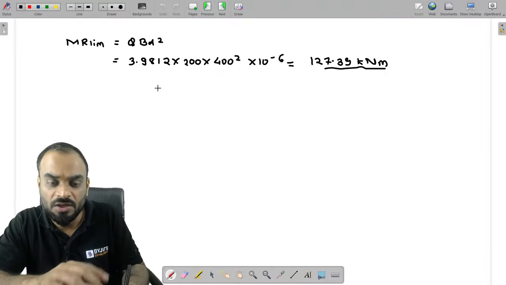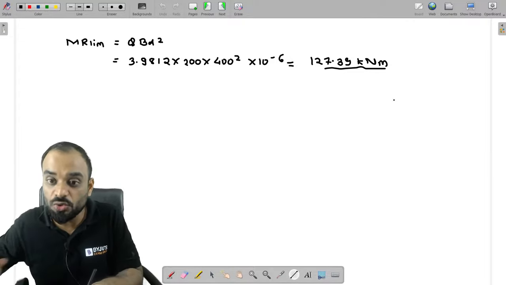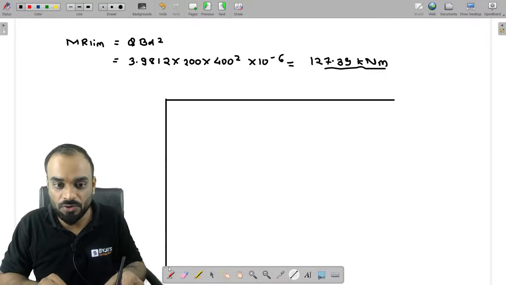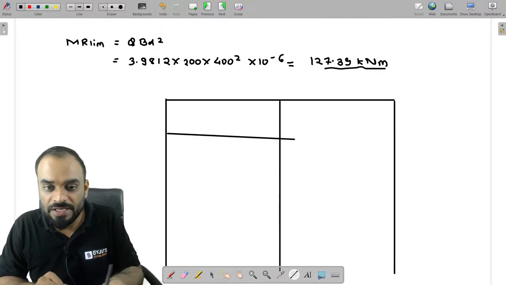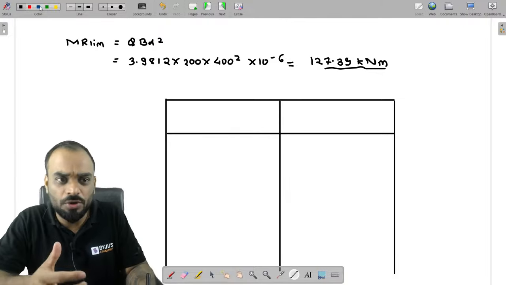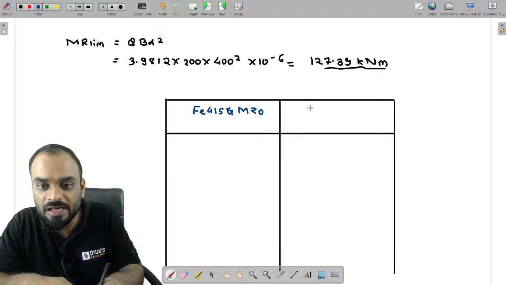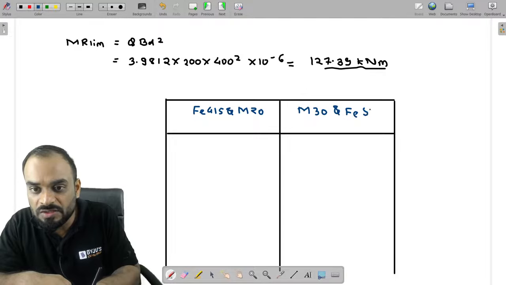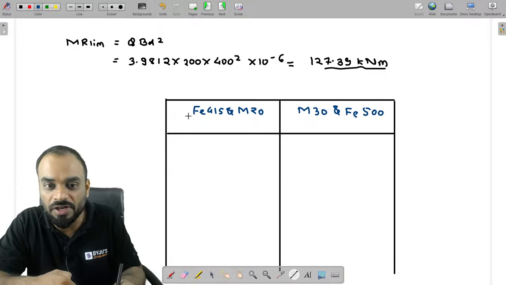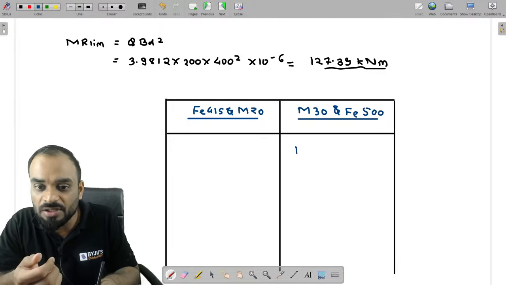Let me write over here, guys, the values you may find in your examination mostly. Please remember these values so that you can use them directly. There are basically two combinations they mostly put in the question. One is Fe415 and M20 grade, and the second combination is M30 and Fe500. Such combinations of grade of steel and grade of concrete are generally put in the question. For such conditions, please remember the value of K.